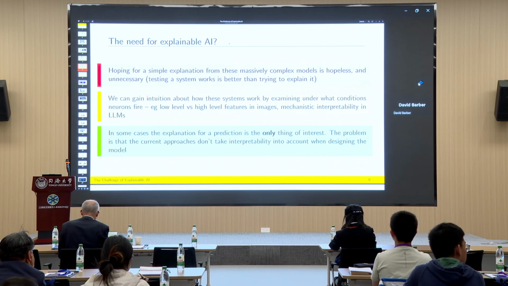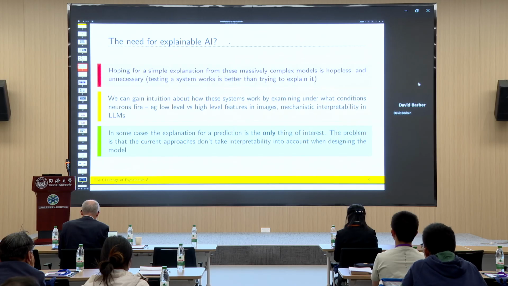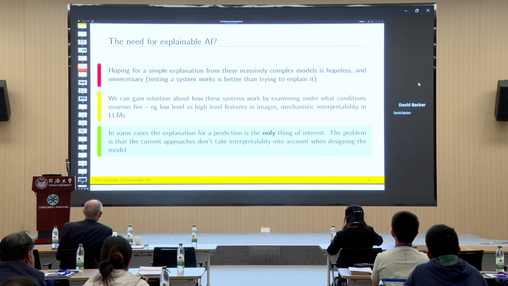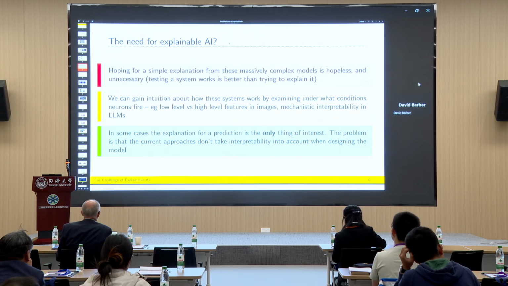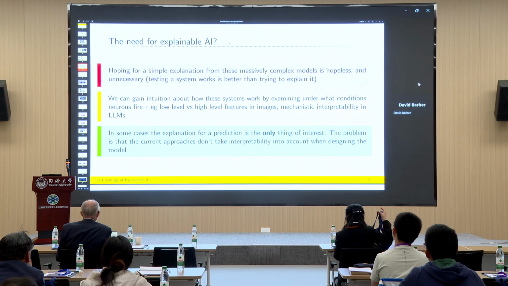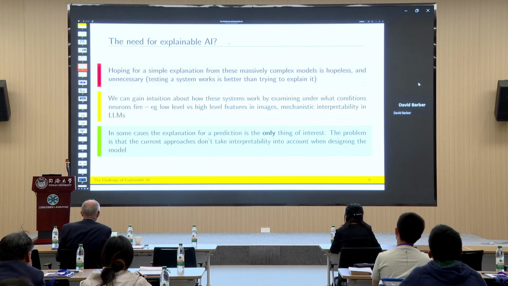And an alternative viewpoint is that actually in some cases, the explanation for a prediction is perhaps the only thing that's really of interest. For example, maybe you're interested in medical analysis and you want to understand what it is that's making the prediction. Is there some mechanism that you can understand which is explaining why patients, for example, are dying earlier than others? That could then give you some insight into the cause of the disease or the progress of the disease. Now, the problem is that many of the current approaches don't take interpretability into account when actually designing the model itself. They tend to do it only post-training, and I'll explain a little bit more about that.